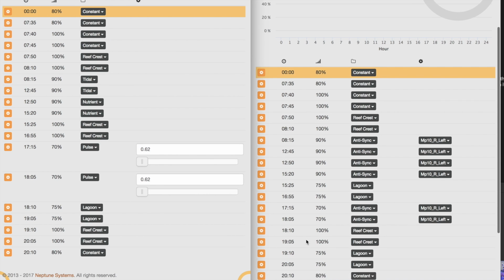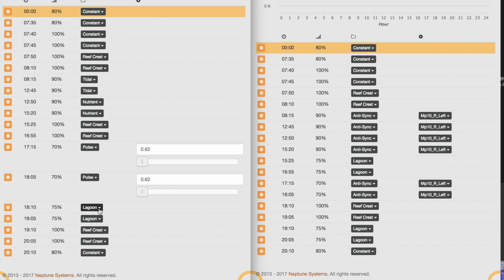After the standing wave, I'm doing kind of the opposite, where I have one pump now running the lagoon at 75%, and the other pump running the reef crest at 100%. And then I switch the flow up again, where one of the pumps is running reef crest at 100%, and the opposite pump is running lagoon at 75%.